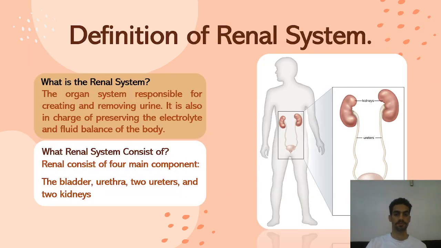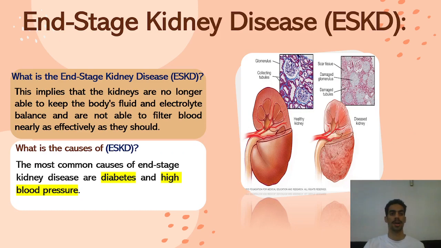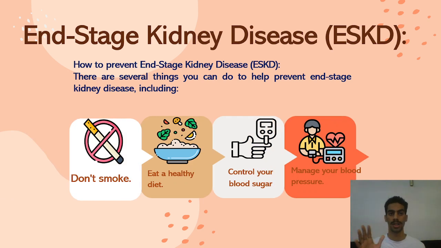The renal system. The renal system is the organ system responsible for creating and removing urine. And here is how the renal system works. Here is the disease ESKD, which implies that the kidneys are no longer able to keep the body's fluid and electrolyte balance. And how to prevent it: don't smoke, eat healthy, control your blood sugar, and manage your blood pressure.